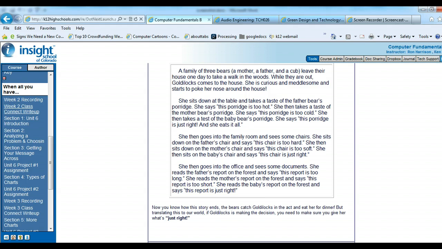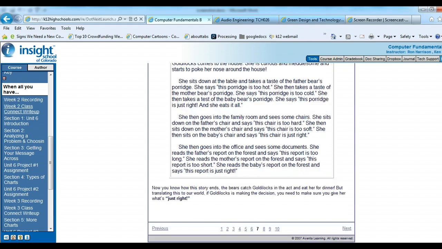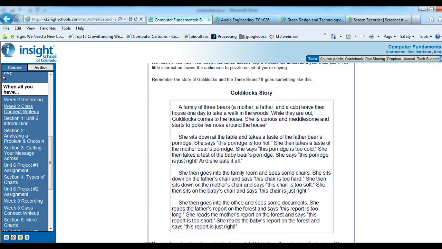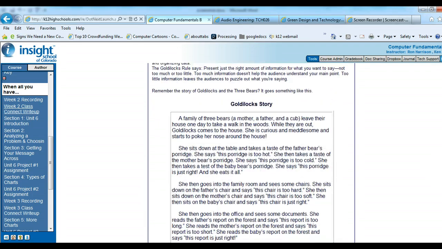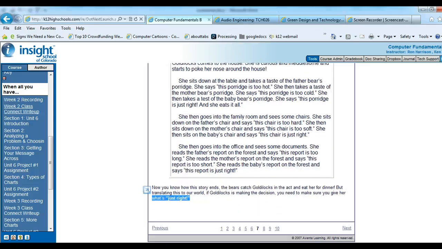So the idea about the Goldilocks rule is, whatever your information is, make sure you present it just right for your audience. Not too much, not too little. So that's what the Goldilocks rule is, presenting your information in a just right manner so people will understand it.